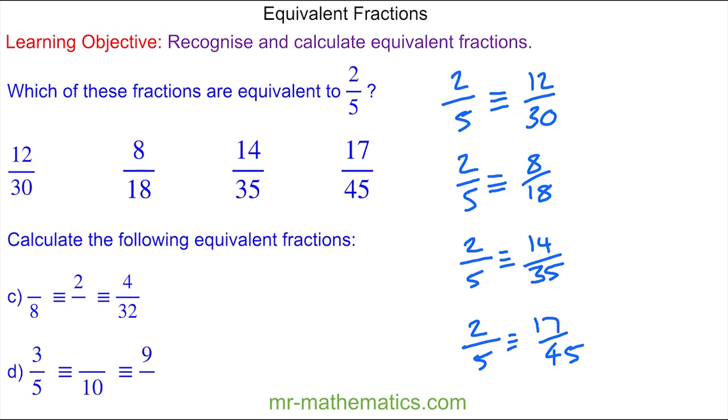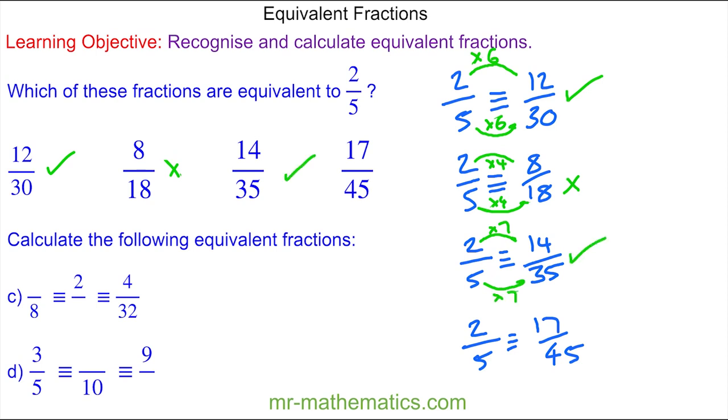Okay, so for them to be equivalent, you need to multiply the numerator and denominator by the same value. So for our first one, 2/5, well, we multiply the 2 by 6, and 5 times 6 does make 30. So these are equivalent. For the next one, 2 multiplied by 4 is 8, and 5 multiplied by 4 is 20. So these are not equivalent. And for our third one, 2 times 7 is 14, and 5 times 7 is 35. And finally, 5 times 9 is 45, and 2 times 9 is 18, which is not 17.